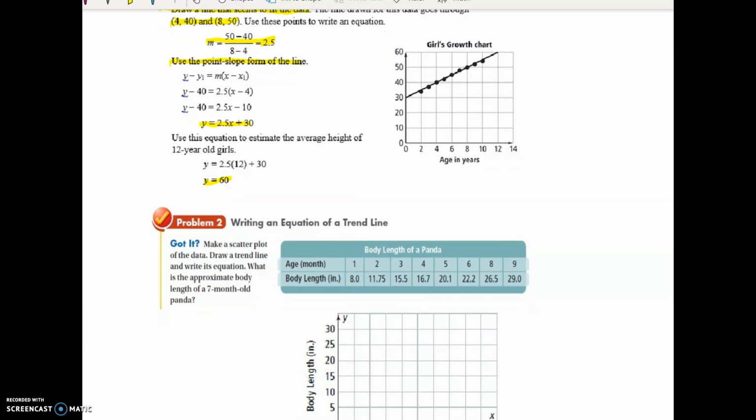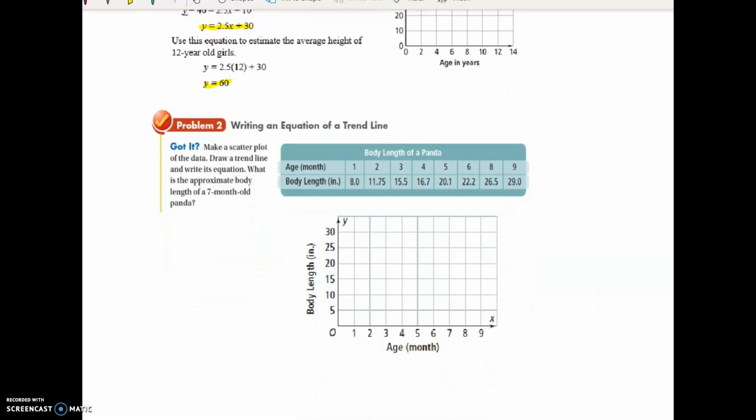There we go. So if we look here at problem number 2, we are going to make a scatter plot of this data. We're looking at body length of a panda. And then I want you to draw a trend line and write its equation. Now, this is where it gets kind of weird because everybody could draw a slightly different trend line. Everybody could then pick slightly different points, so their equations will be slightly different, and that's okay. So just be aware that not everybody's going to have the same exact equation for their trend lines. Just know that up front.